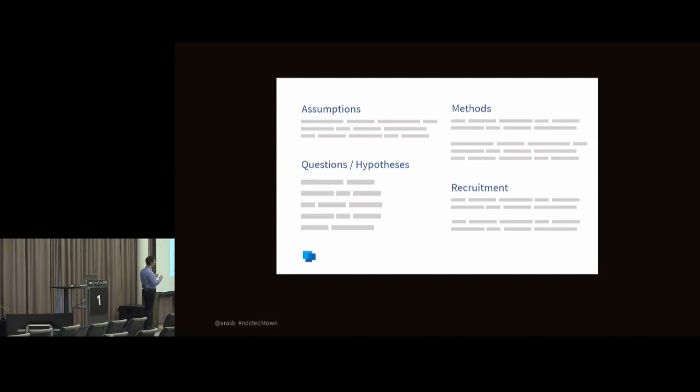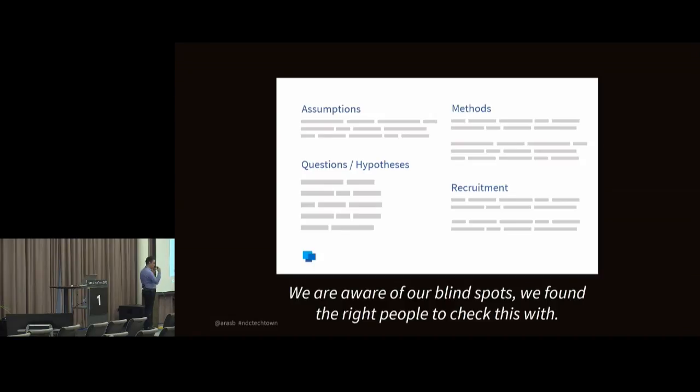Then you talk about how you actually did this. You list out your assumptions. Be clear about your questions and hypotheses, and you describe why you chose particular methods and how you went to the right users. Again, this is a way to say that we are aware of some of the things that may be going on. We may have some blind spots, but at least we know that we are aware of these limitations, and we used the right methods to alleviate some of these problems.